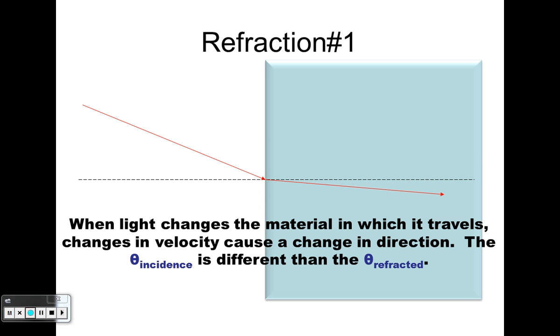Now, if I wanted to, we could look up our velocity from our optical density table, right, and label what these velocities would be. What would the air be? 3.00 times 10 to the 8 meters per second. What would glass be?